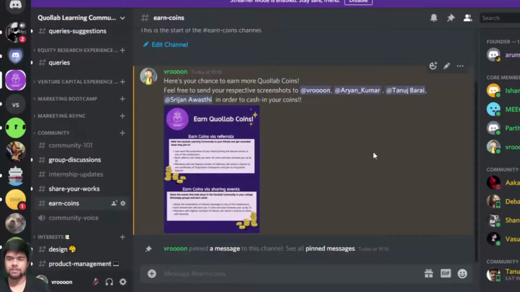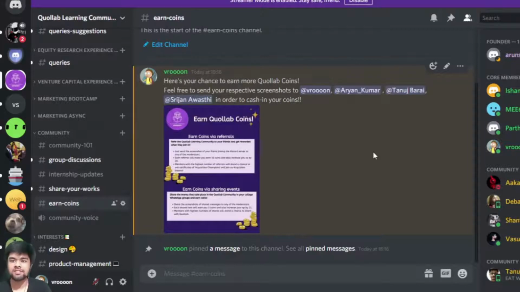Now the process for it is that whenever your friend or someone you know joins the Discord server via a referral, all you need to do is send their username to one of the moderators of this Discord server, and the moment you send their username to the moderators, your account will get credited with 10 Quollab coins and you'll receive a growth of 20 XP in this Discord server.